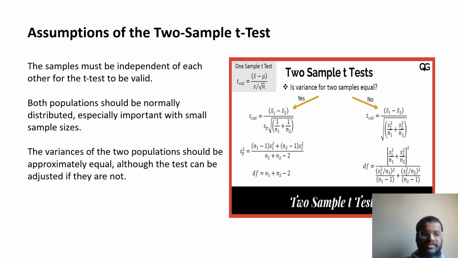Assumptions of this test are very important. The samples must be independent of each other for the t-test to be valid. Both populations should be normally distributed, especially important with small sample sizes. The variances of the two populations should be approximately equal, although the test can be adjusted if they are not.